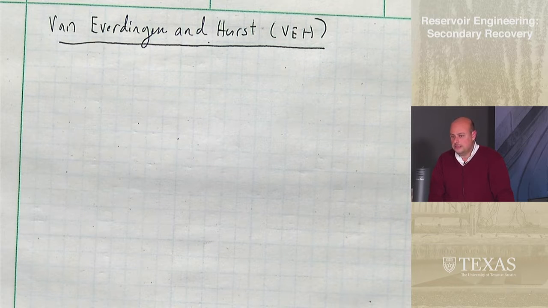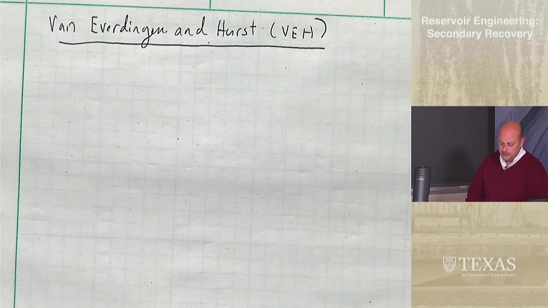Then we had the Schilthuis steady state method, which was a little bit better. The Van Everdingen and Hurst is by far the most accurate. In fact, it's more accurate than another model we'll talk about and any other model out there. It's also by far the most complicated. So we're going to spend some time on it, and that's why I want to review it.